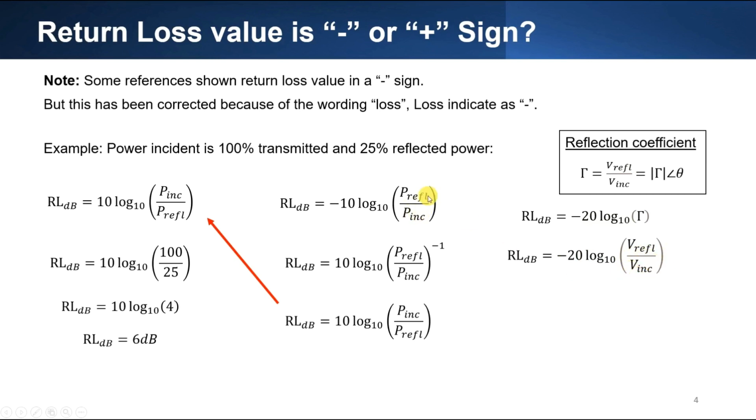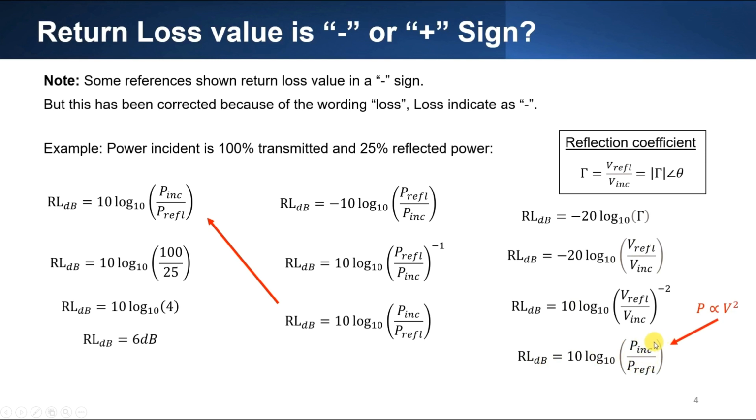Same as here, the only difference is voltage and power. And we can see here it is 10 log voltage reflected divided by voltage incident, to the power of negative 2. We just put the negative and the 2 on top, then we are left with 10 here. Next, we will get 10 log, bracket, power incident divided by power reflected.